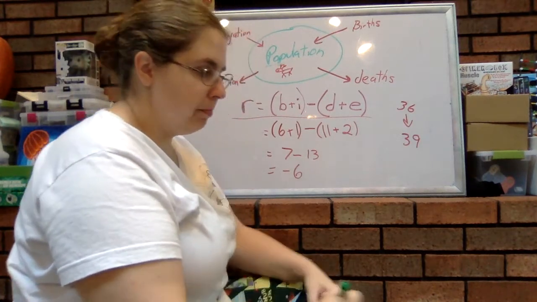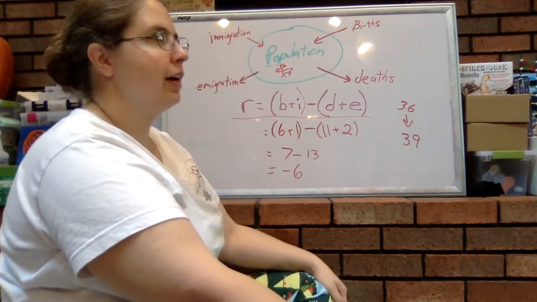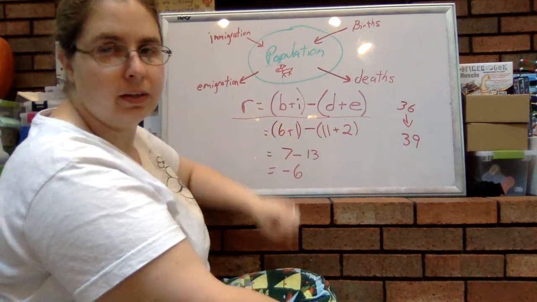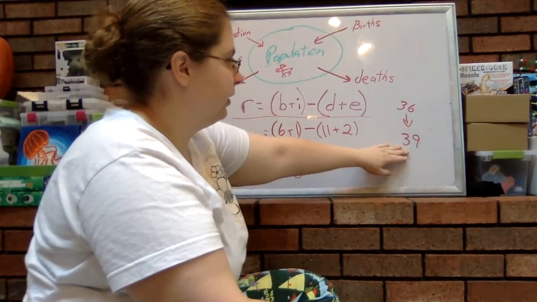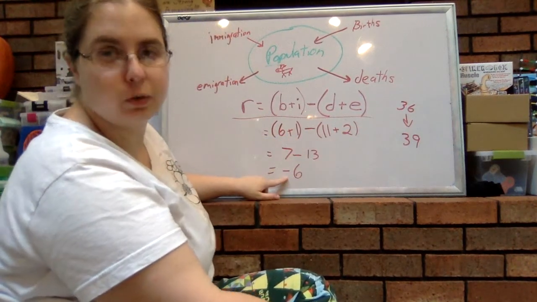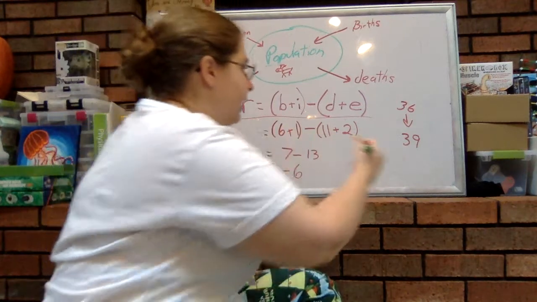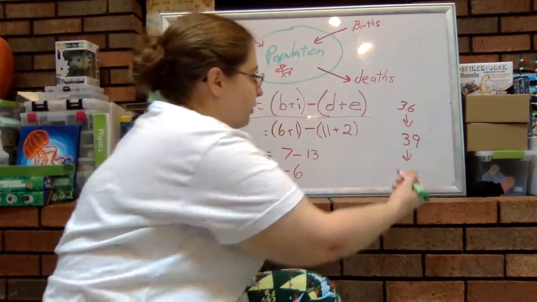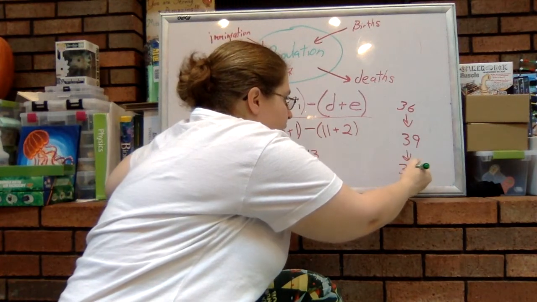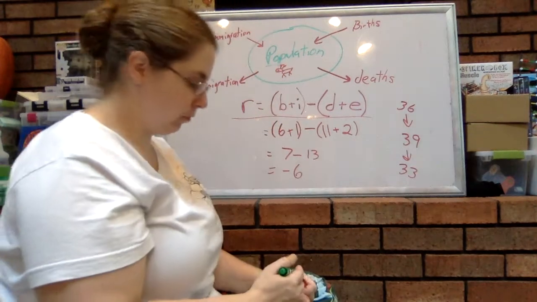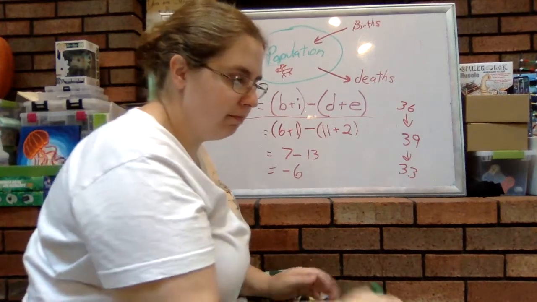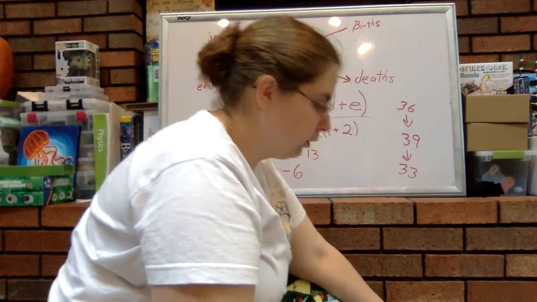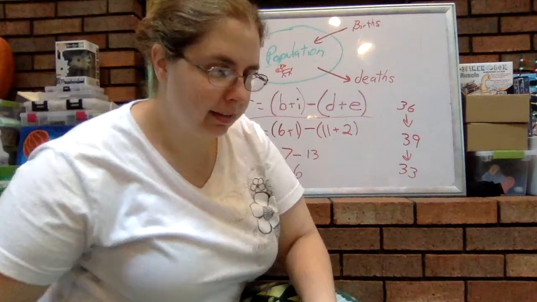Now what it means to be negative, it means that you actually lost more of the population than you added to it. So in this case, it'd be 39 plus negative 6, or 39 minus 6, and that means that the population size in this year has become 33. All right? Not too bad. Not too horrible, I hope. But that's pretty much what we're talking about in terms of the growth rate and the density.